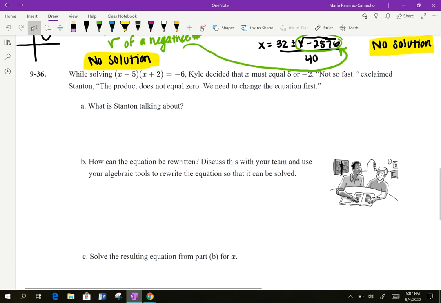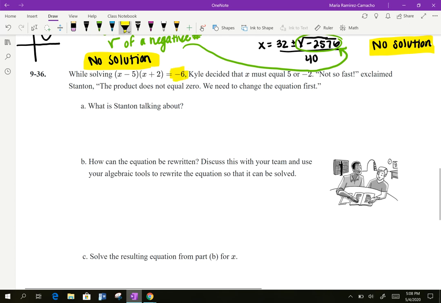Okay, one more problem. 9-36. While solving x minus 5 times x plus 2 equals -6, Kyle decided that x must equal 5 or -2. Not so fast, exclaimed Stanton. The product does not equal 0. We need to change the equation first. What is Stanton talking about?